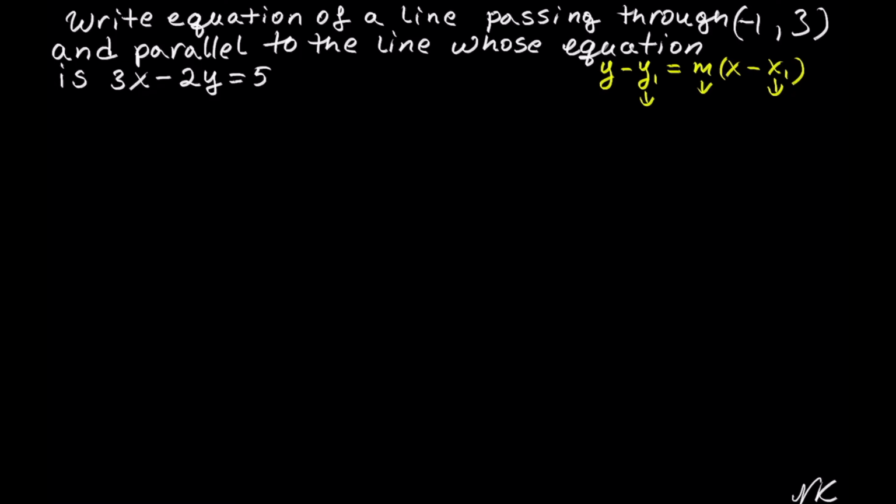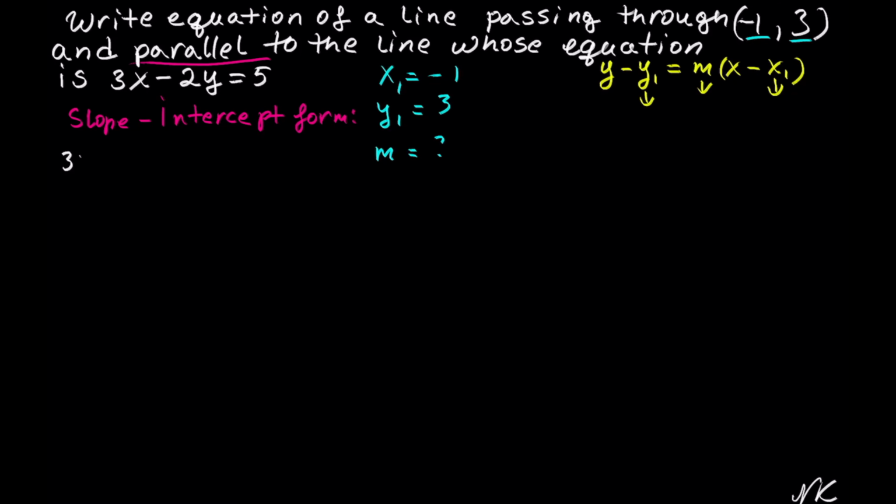We are given a point -1, 3, so from here we know that x1 is equal to -1, y1 is equal to 3. All we need to do is find the slope m. The other piece of information we are given is that the line is parallel to 3x minus 2y equals 5. So let's find the slope of this line by rewriting it in slope intercept form.